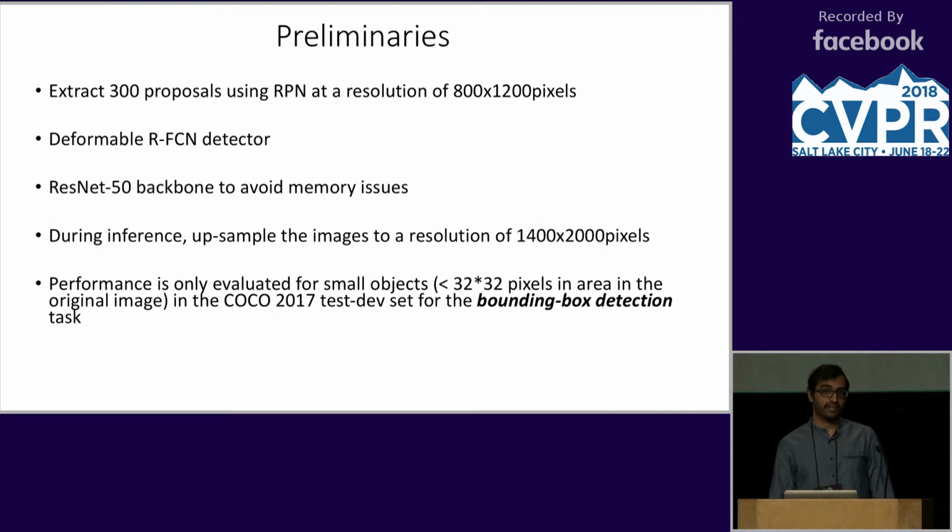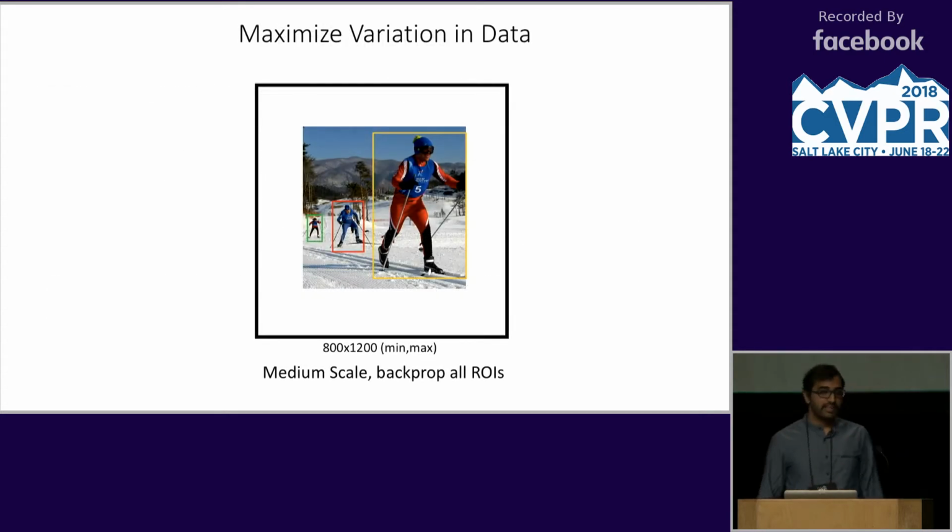Okay, because we need to actually train detectors to answer these questions, I would first describe the experimental setup. In this case, we extract 300 proposals using RPN at a resolution of 800 by 1200 pixels. And to classify these proposals, we use a deformable R-FCN detector. To avoid memory issues, we use a ResNet 50 backbone. During inference, we upsample the images to a resolution of 1400 by 2000 pixels. And performance is only evaluated for small objects in the COCO 2017 test-dev set for the bounding box detection task.